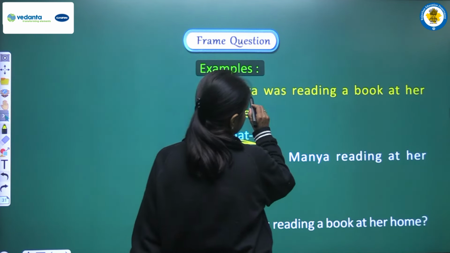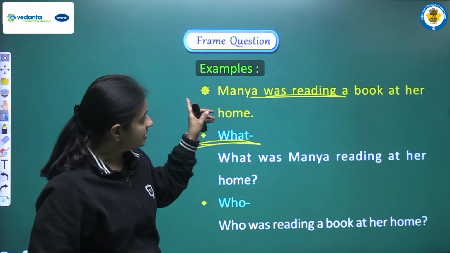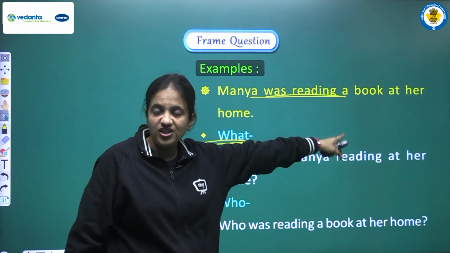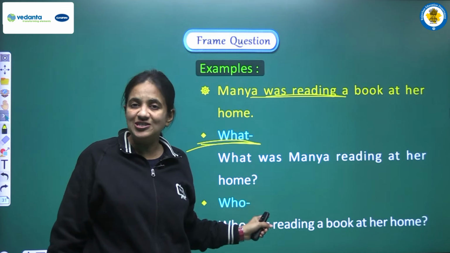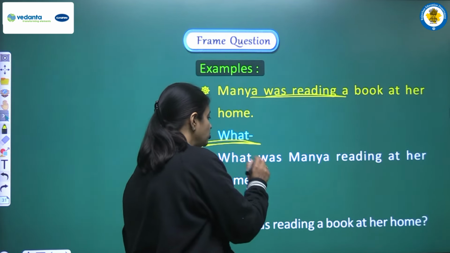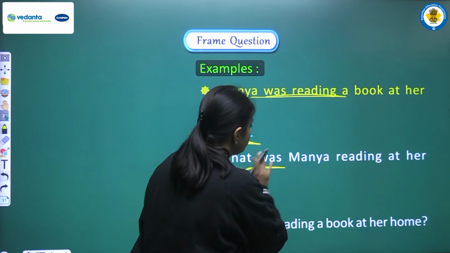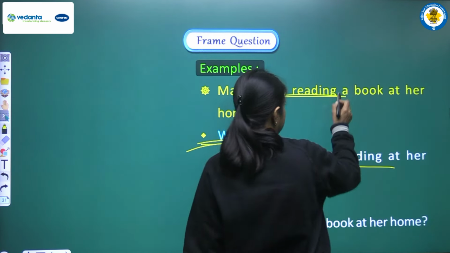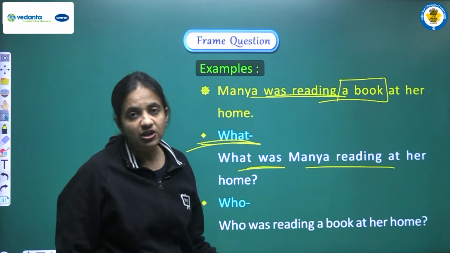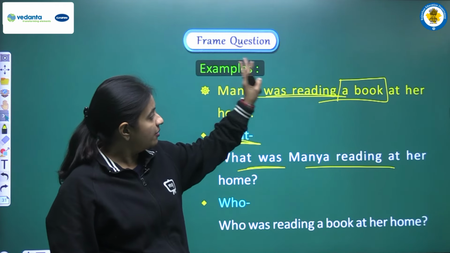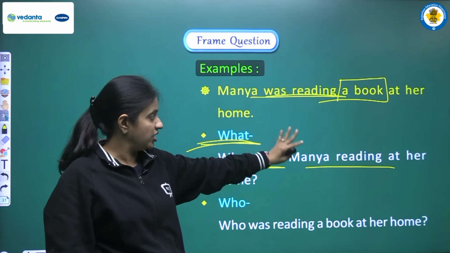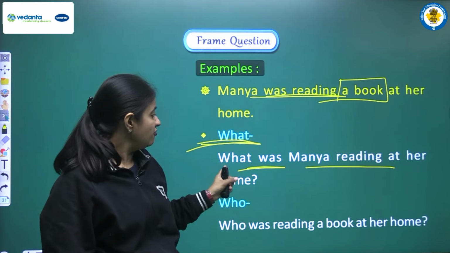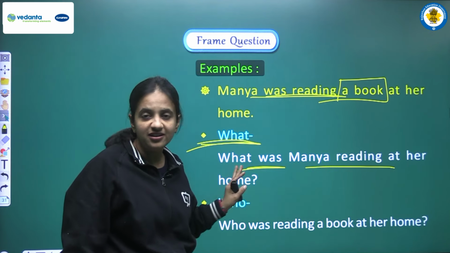So first of all we have to use the same tense. We have to see that in this sentence we have past continuous tense, right? Because we have was and we have first form plus ing. So this is past continuous tense. So in the question also we have to use the same tense. So the question will be: what was Manya reading at her home? What is the answer of what? Obviously the answer is a book. So we want to use a book here, and all the remaining parts we have to use, okay? So we have to write at her home also. So in this manner we can frame a question. The question will be what was Manya reading at her home.